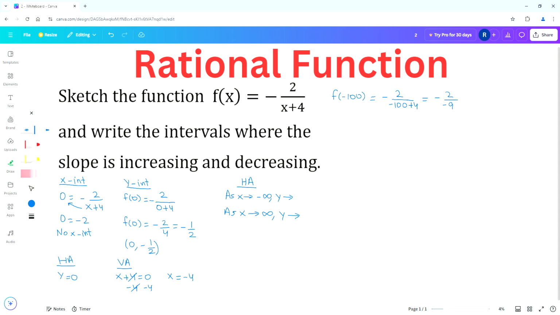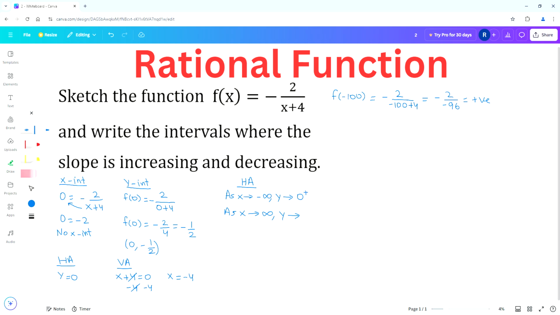This expression has a positive value. We should compare this value with 0 because the horizontal asymptote exists at y equals 0. Since this positive value will be greater than 0, that means the graph approaches the horizontal asymptote on the left side from above. So y approaches 0 plus.